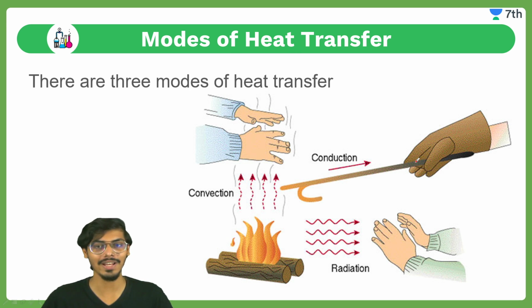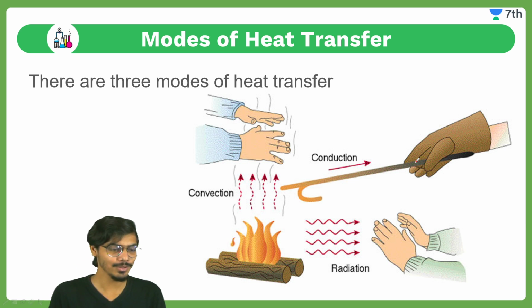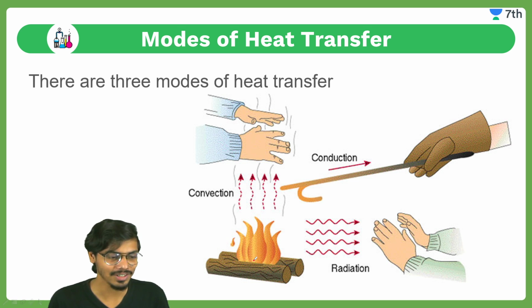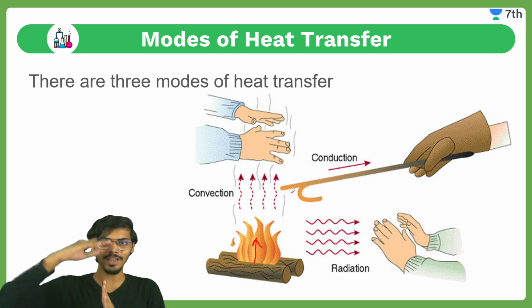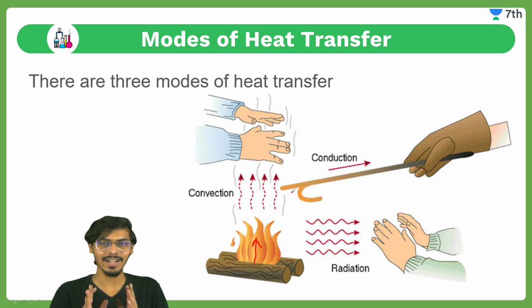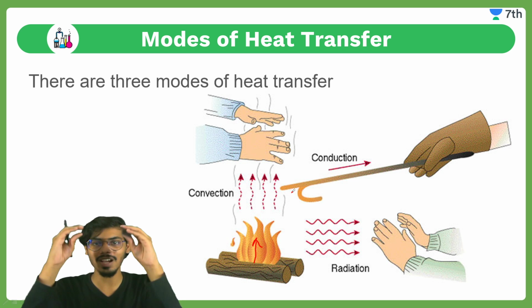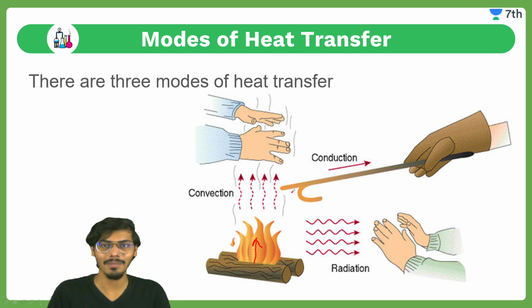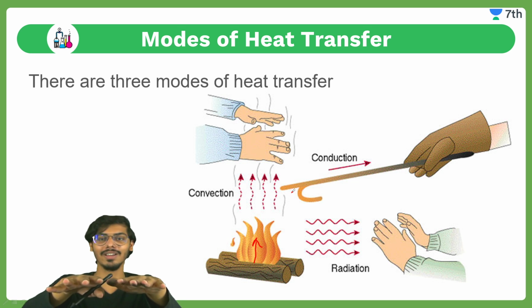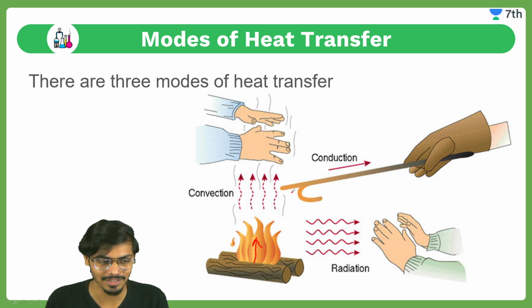I will now show you an example in which all three modes of the heat transfer are there in one single instance. So you see here we have a log जहां से fire निकल रहा है. It's a bonfire kind of thing. तो इसके ऊपर से जो फ्लेम के ऊपर से आ रहा है, that is convection. वहां पे air particles गर्म हो रहे हैं and they are moving up because of heat. और हम हाथ जब तापते हैं ऐसा आग के ऊपर हाथ रख के, that is because of convection.